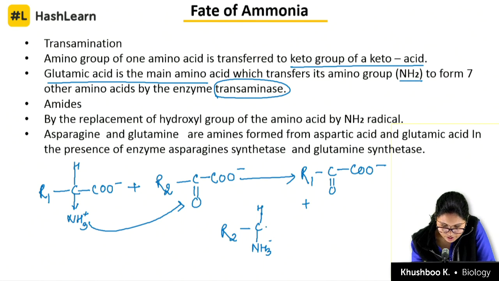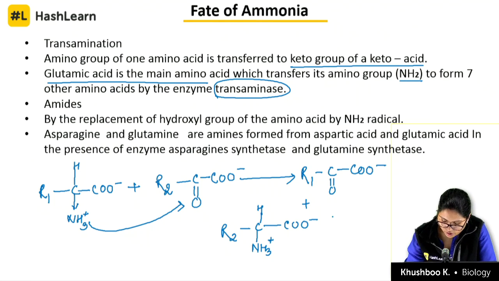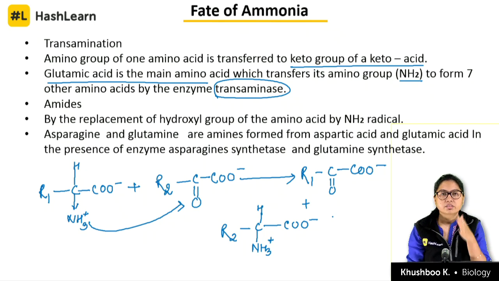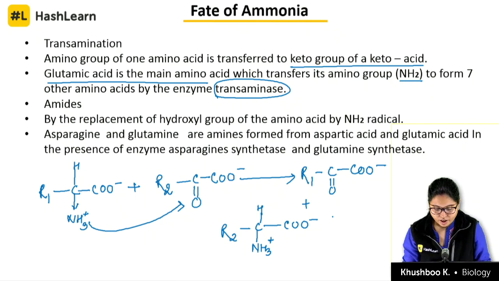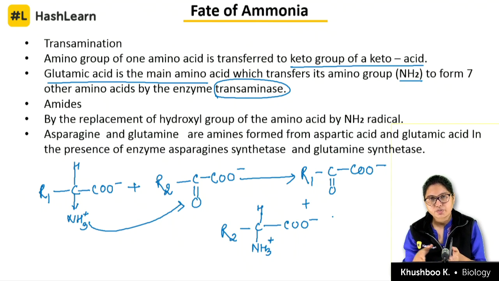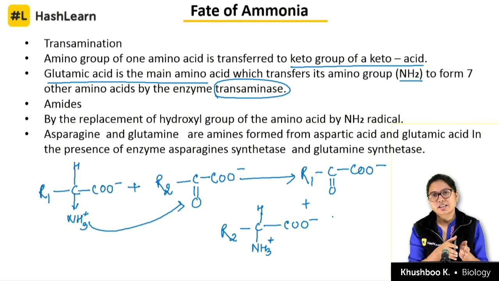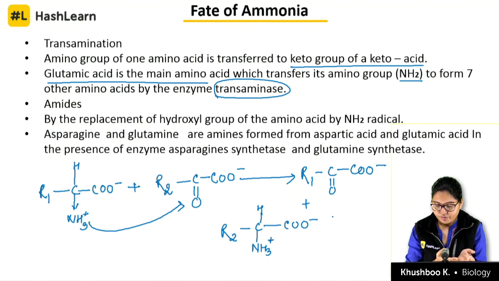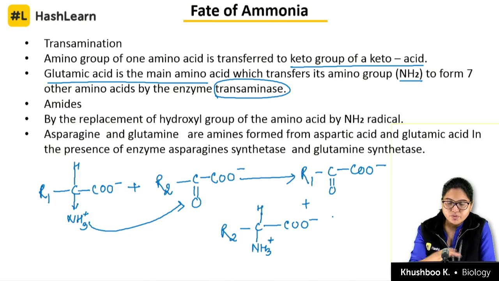So, the amino group is transferred to that, and that is how the amino acids will be formed. For example, aspartic acid gets formed when oxaloacetic acid reacts with glutamic acid. As a result of that, aspartic acid will be formed, okay. So, this is one of the examples.